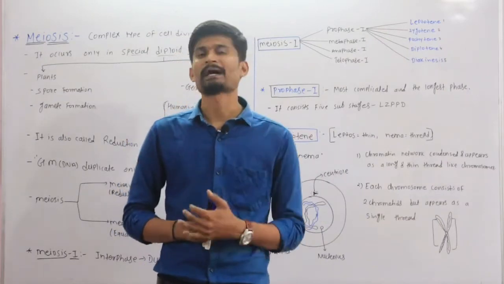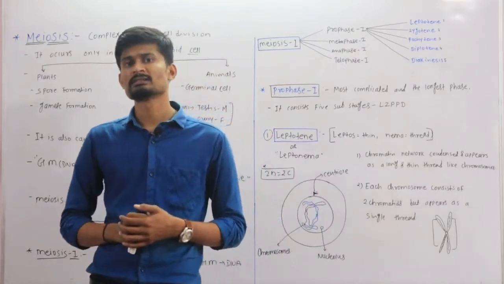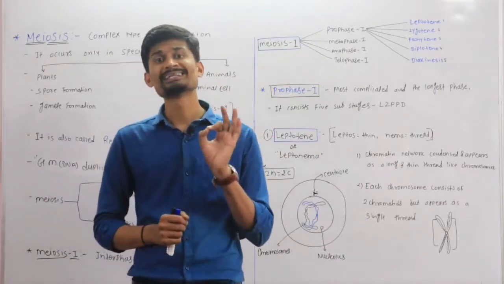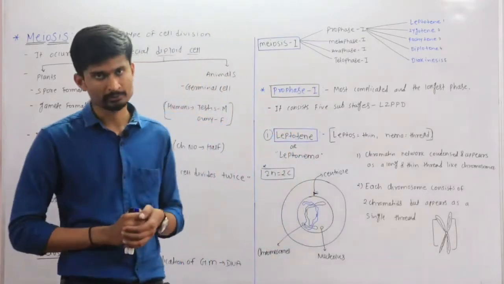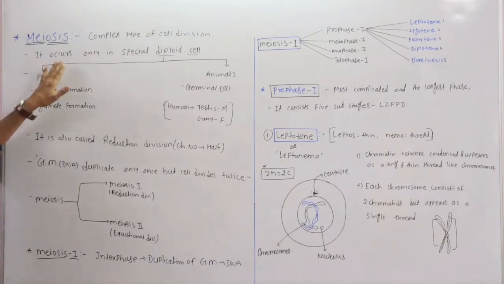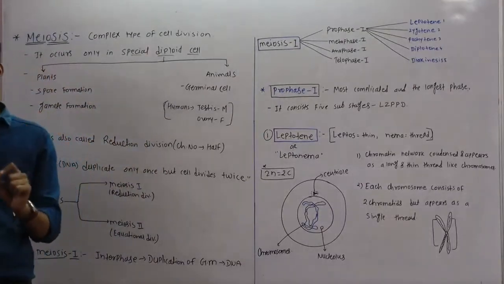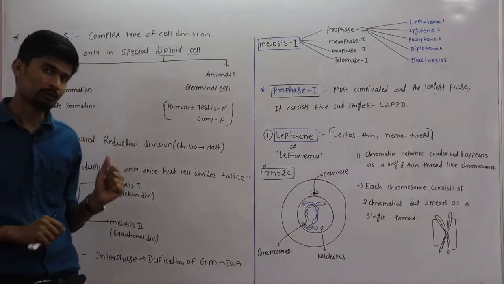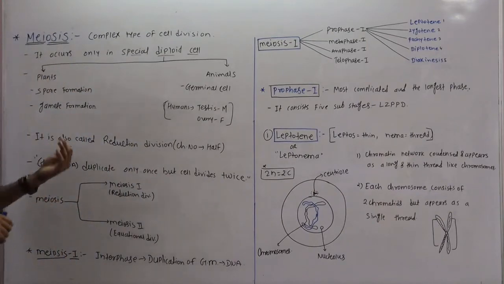It means if the parent cell has 46 chromosomes, then the daughter cells in meiosis will have 23 chromosomes, half the number of chromosomes, that is haploid. So that is why it is a very complex type of cell division. It occurs only in a special diploid cell. Meiosis does not occur in the haploid cell, it occurs in the diploid cells, the special diploid cells.